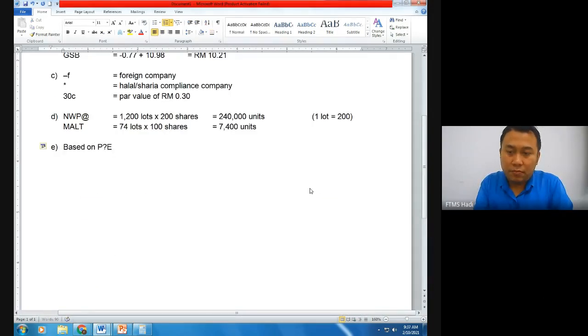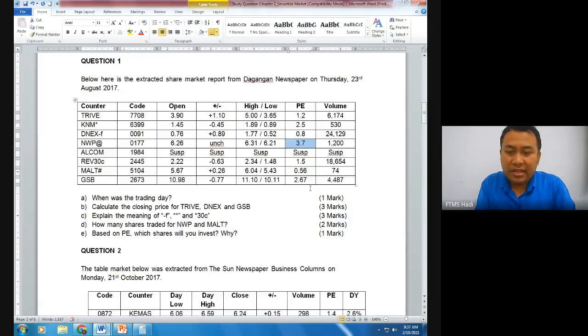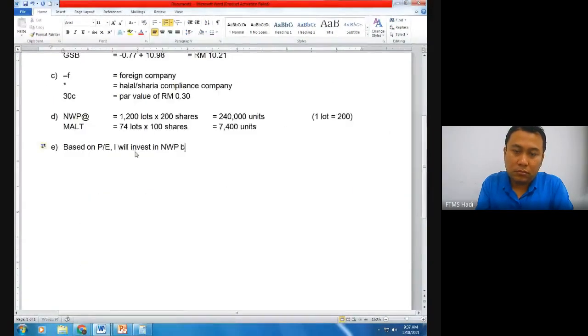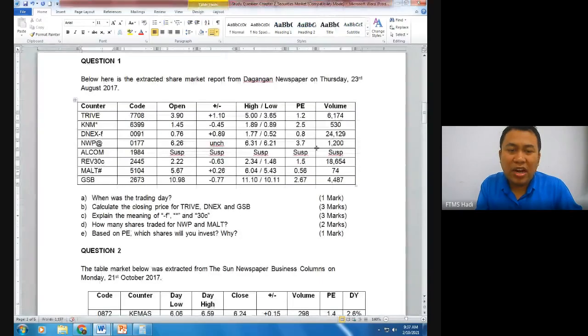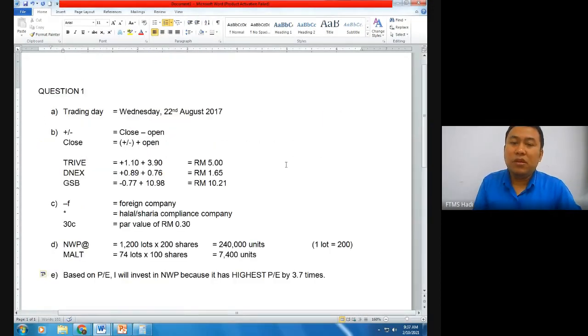So based on PE, I will invest in what company? NWP. Okay, without a sign. Highest PE by all is the highest, but how high is that? 3.7. Just put the numbers. Okay, so that is how you answer. You can snap the picture for your references. Yeah, question one.